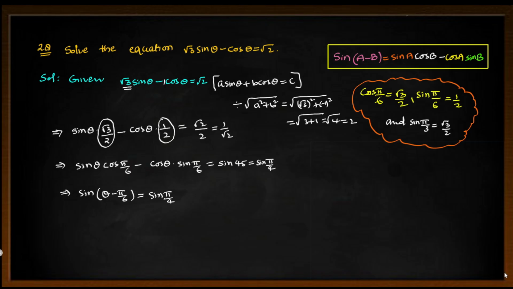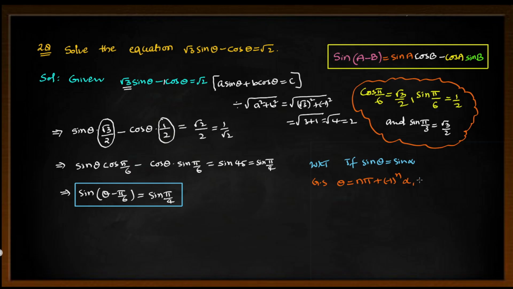Now we have to write the general solution. Now the given equation becomes in the form of sin theta equals sin alpha. We know that if sin theta equals sin alpha, then its general solution is theta equals n pi plus minus 1 to the power of n into alpha, where n belongs to Z. This is the general solution of the given equation.